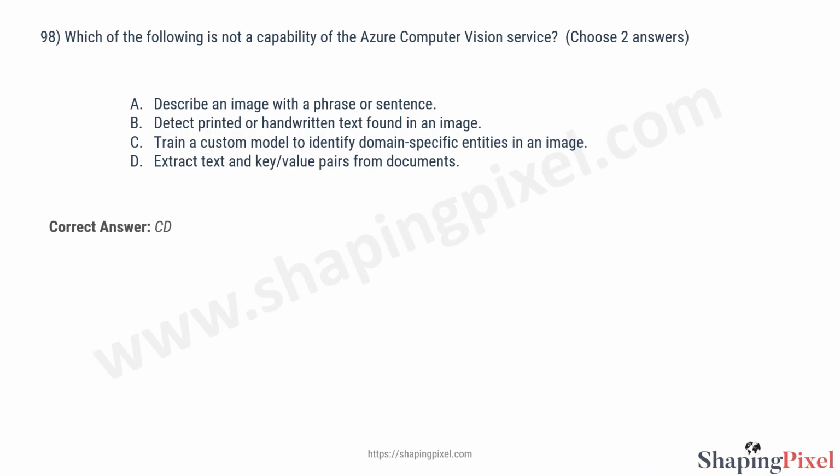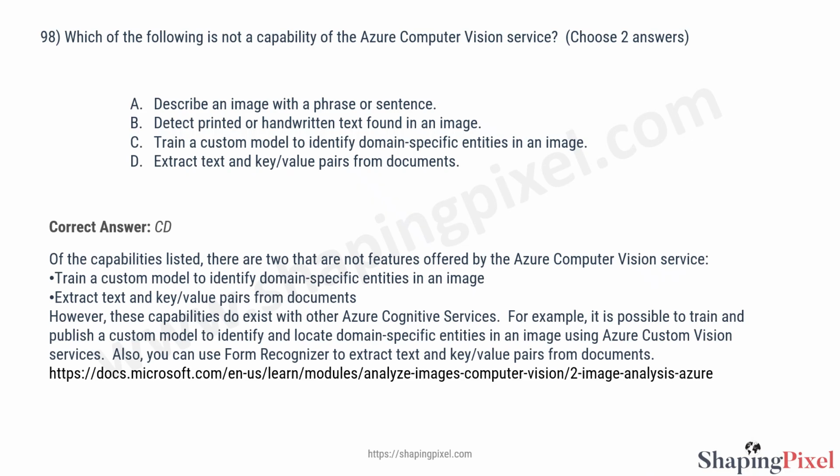So the right answer here is option C and option D. Of the capabilities listed, there are two that are not features offered by the Azure Computer Vision Service: train a custom model to identify domain-specific entities in an image, and extract text and key value pairs from documents. However, these capabilities do exist with other Azure cognitive services. For example, it is possible to train and publish a custom model to identify and locate domain-specific entities in an image using Azure Custom Vision services. Also, you can use Form Recognizer to extract text and key value pairs from documents.